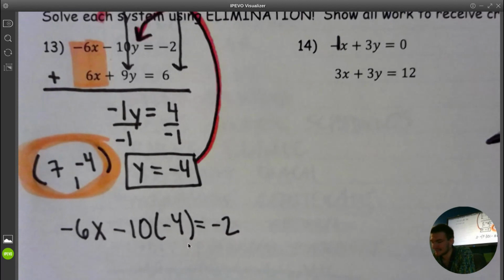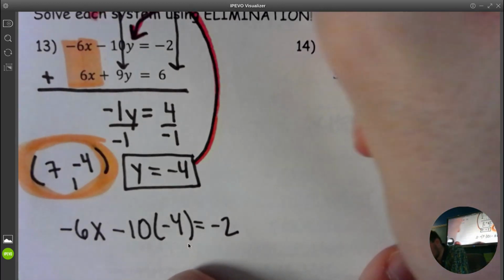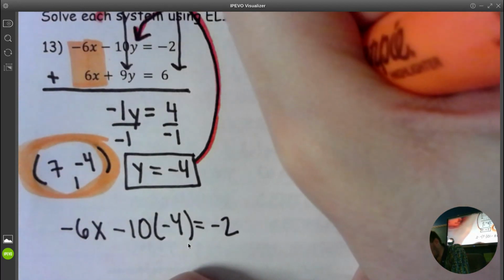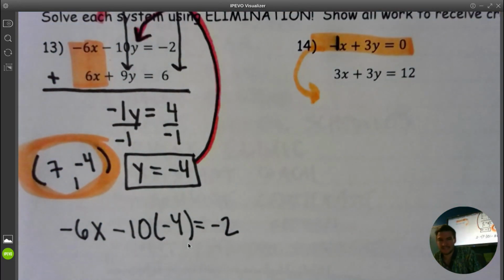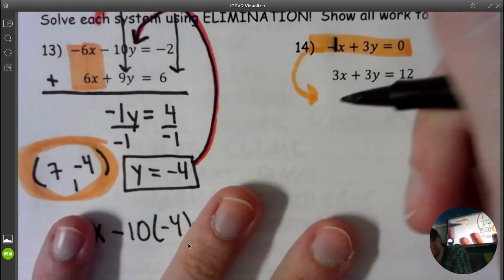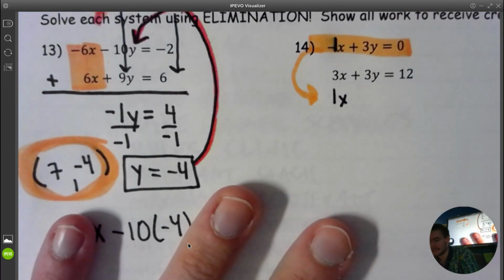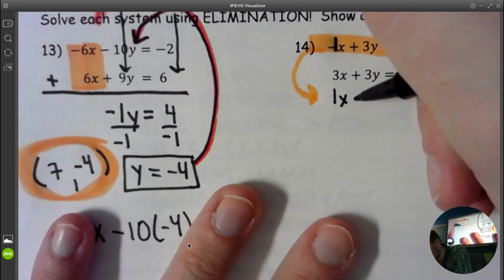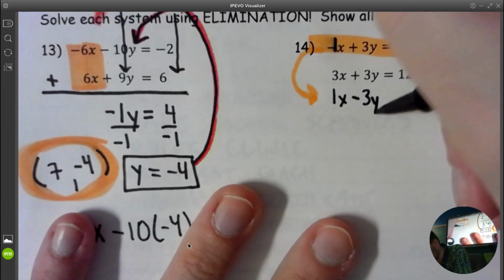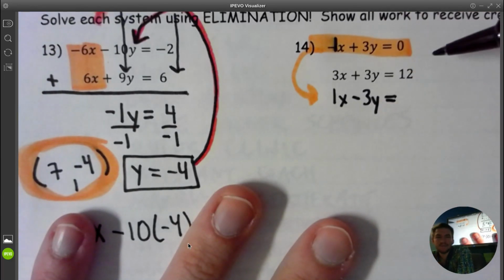No. 3 plus 3 makes 6. So this is what we talked about, where we're going to take this top one and write it underneath here with total opposite signs. So my negative 1x is going to become positive 1x. Total opposites. Positive 3y, negative 3y. And when it comes to the 0, a 0 is just a 0, right?